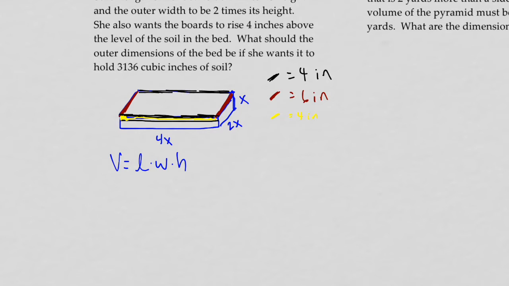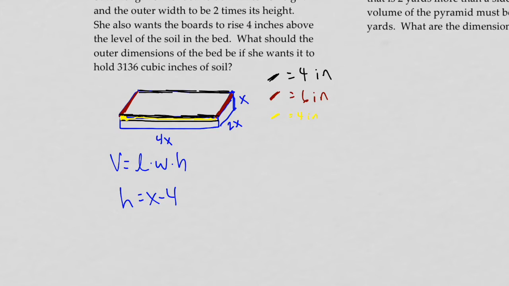So let's start with the height. I think the height seems easier. The total height of the boards is x. We call that x. But remember we said that the boards are 4 inches taller than the actual soil. So what is the height of the soil part only? x minus 4. Let's put that there. So inner length is x minus 4. Not the outer length. The outer length is, inner height. Sorry, I messed up there. Inner height is x minus 4.